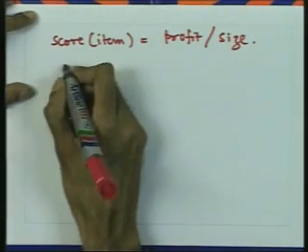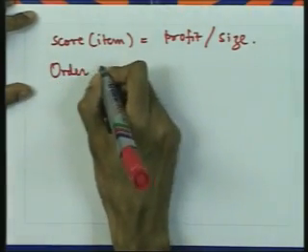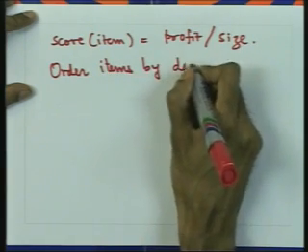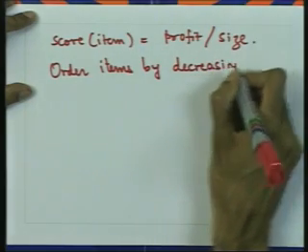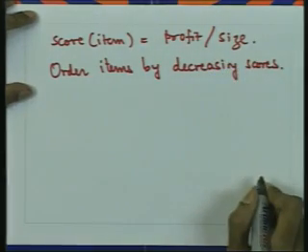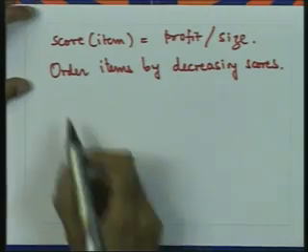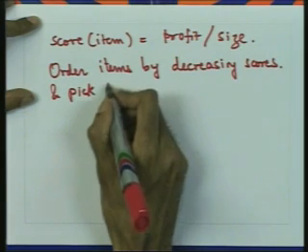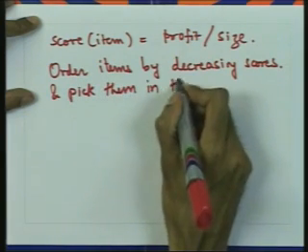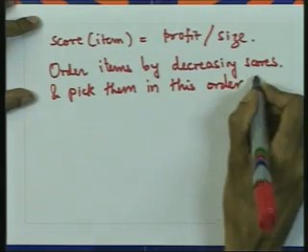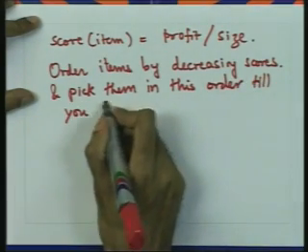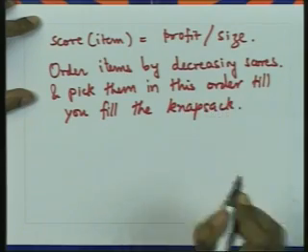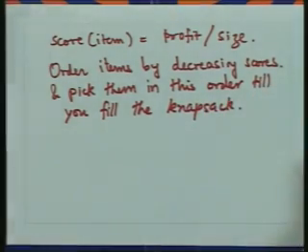The algorithm says order items by, let us say, decreasing scores, and pick these items in this order till you fill the knapsack. This is the algorithm in one sentence.